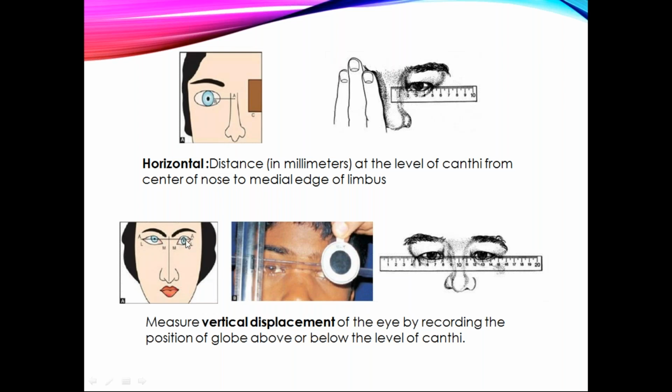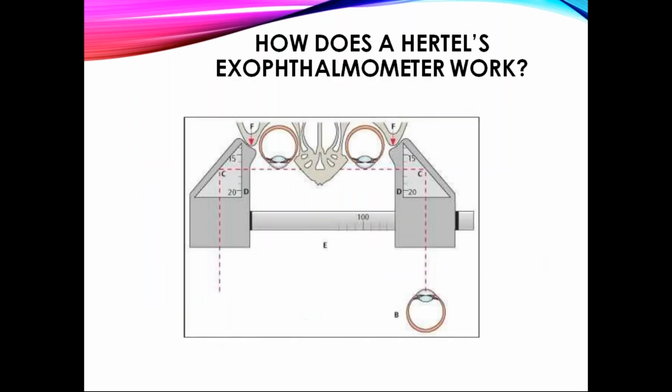For example, in this picture there is a downward displacement in the left eye and upward displacement in the right eye. This is just a diagrammatic representation to help you understand what is the upward displacement and what is the downward displacement. So that will help you to identify how much proptosis there is, and whether it is abaxial, elevated or depressed. Now this is the instrument which is used to identify the amount of proptosis.